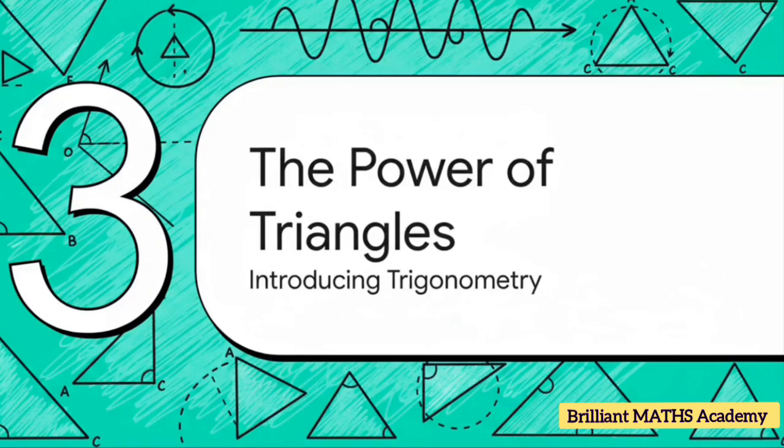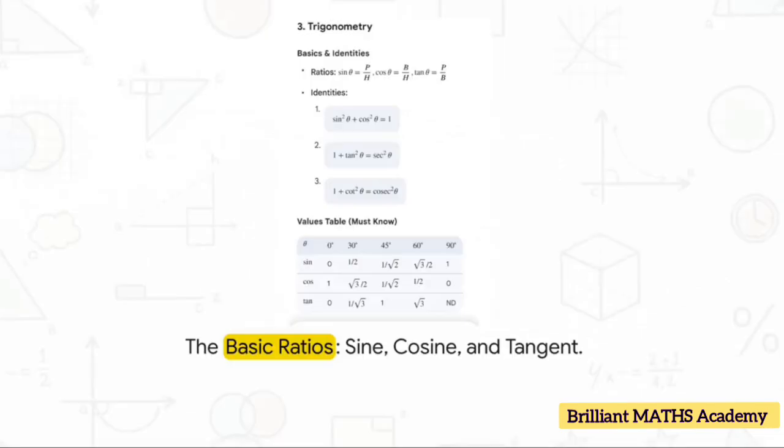Alright, let's zoom in on one shape in particular, the triangle. This simple shape is so ridiculously important that it gets its very own branch of mathematics, trigonometry, which is really just the measurement of triangles. You know, the heart of trigonometry is incredibly simple. It all boils down to three key ratios: sine, cosine, and tangent.